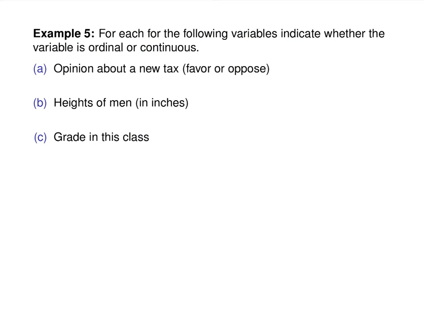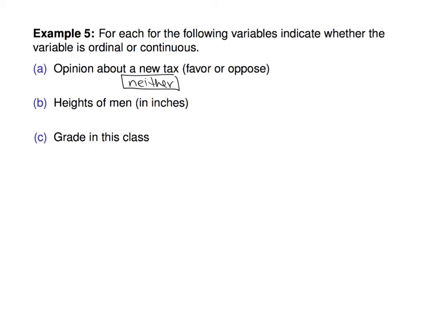For each of the following variables, indicate whether the variable is ordinal or continuous. Now, opinion about a new tax definitely is a categorical variable, but because there's only two categories, it's not obvious which order to impose. So this is actually neither. Bit of a trick question there.